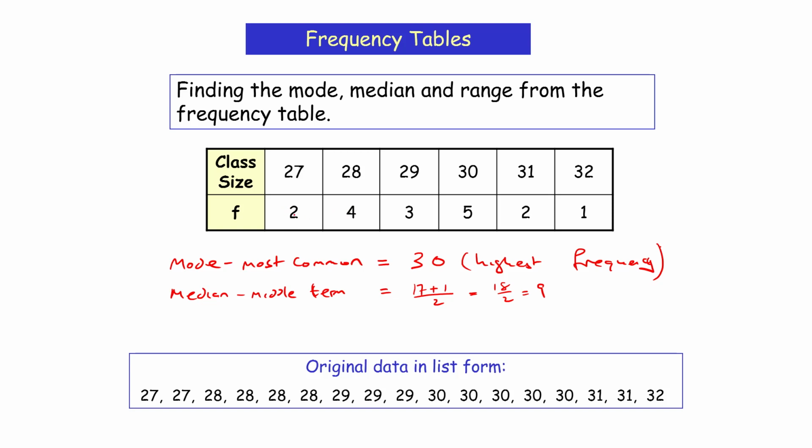I keep adding up. So 2 plus 4. So if I say cumulative, or just say adding for now. I've got 2 here, then 2 plus 4 gives me 6. 6 plus 3 gives me 9. So the 9th term is going to be in here. So I've come to my 9th term, it's 9 I'm looking for. So that means my median is 29.